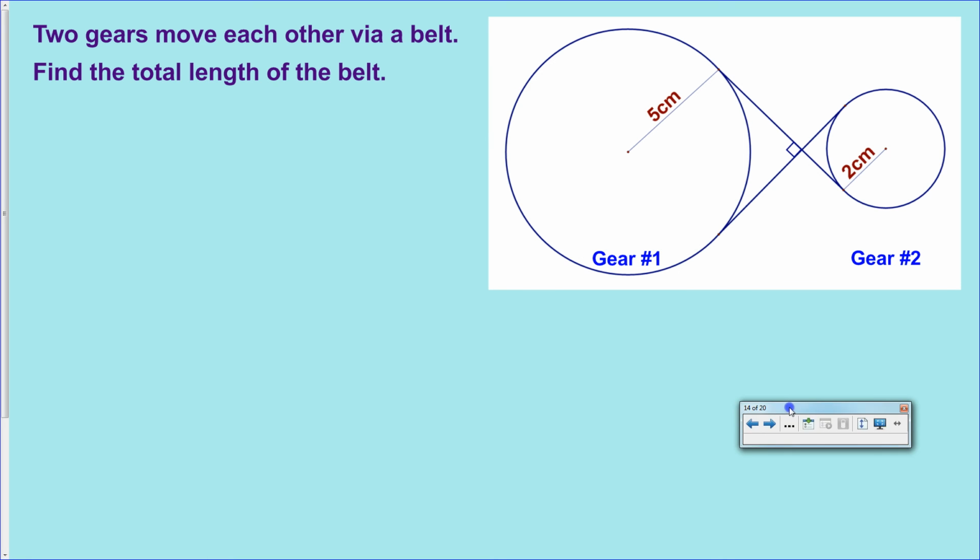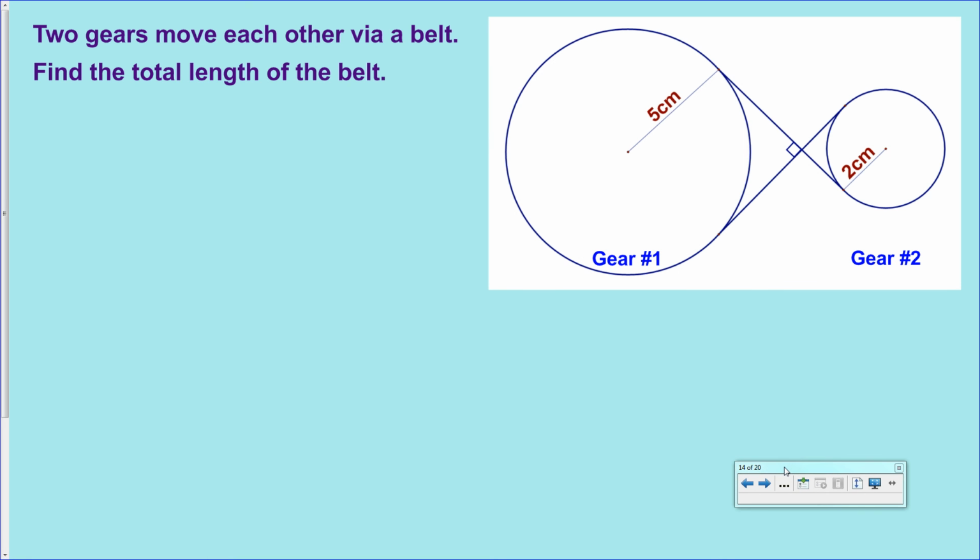Next one, good one. Two gears are driving each other via a belt. How long is the belt? Interesting question. Pause the video and see if you can get somewhere on this. I would really suggest trying this on your own.